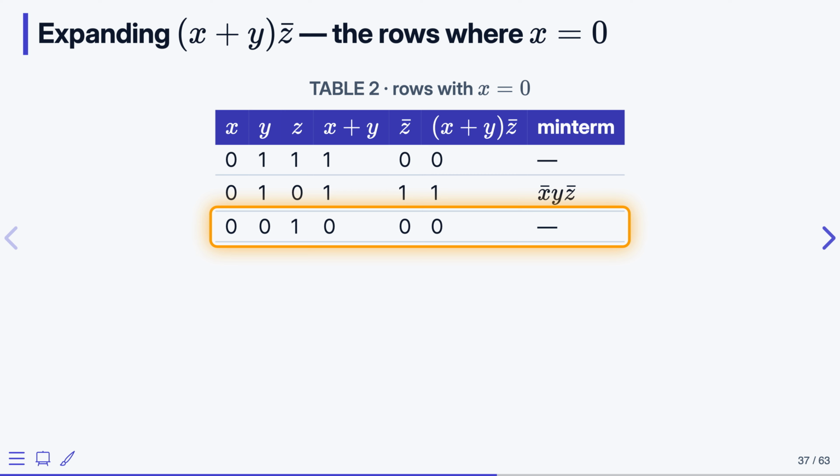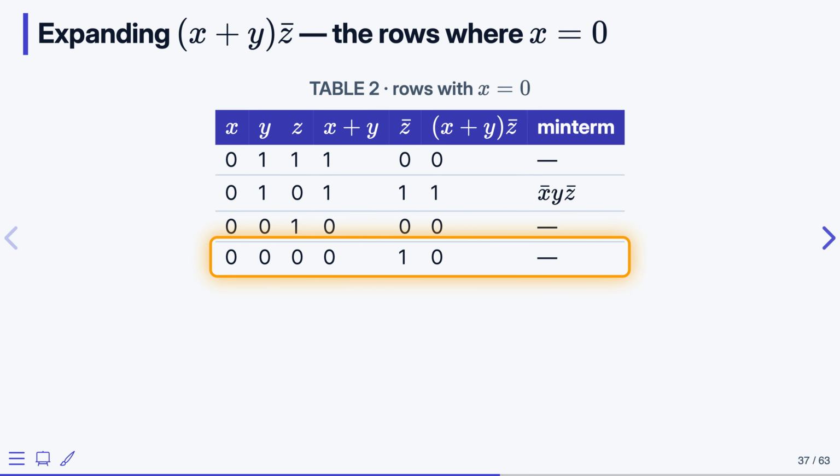Row 7. X and y are both 0, so x plus y is 0. F is 0. Row 8. x plus y is 0 again. So even though bar z is 1, the product is 0. F is 0. 3 rows in the whole table gave us a 1.